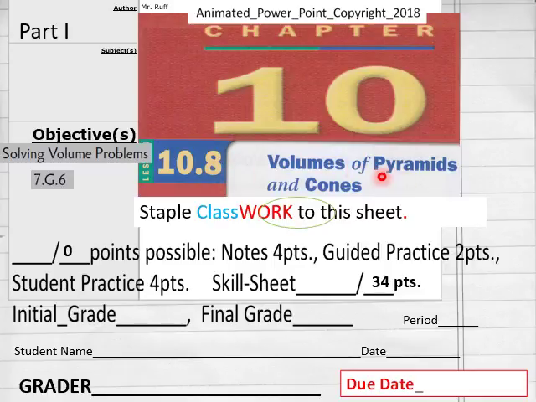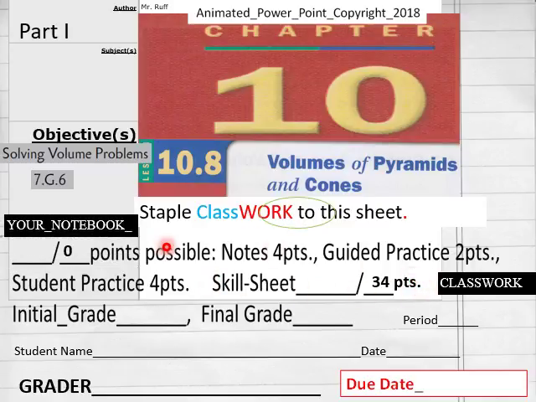Okay, 10.8, volumes again of pyramids and cones. We have a 34-point class worksheet today. No notebook taking today. Here's our standard solving volume problems.